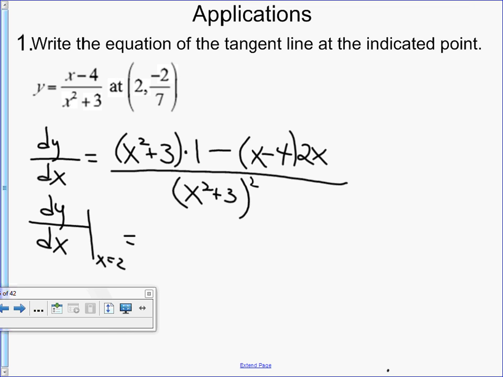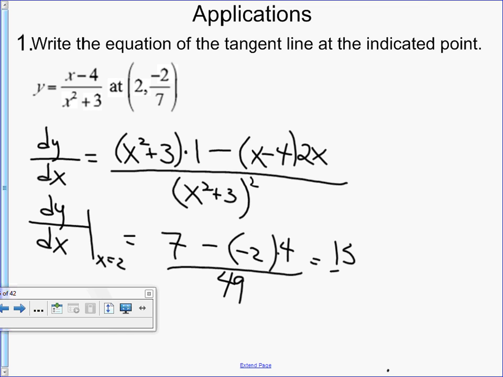So what would x squared plus 3 equal? It's just so exciting. I can't control myself. Okay, so that would be 7. What would x minus 4 be if x was 2? Negative 2. And how about 2 times 2? All right, and we said x squared plus 3 was 7, so it's going to be 7 squared or 49. All right, so in the numerator, we've got 7 minus negative 2 times 4. 15. So we have 15 over 49.